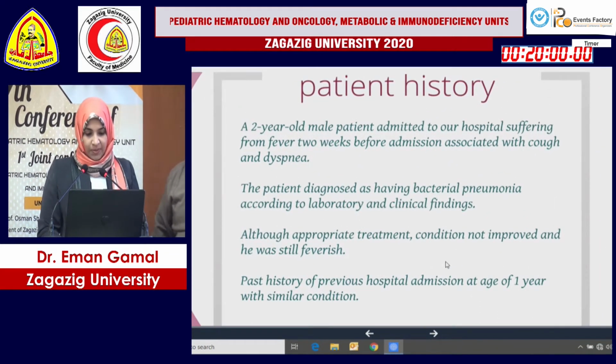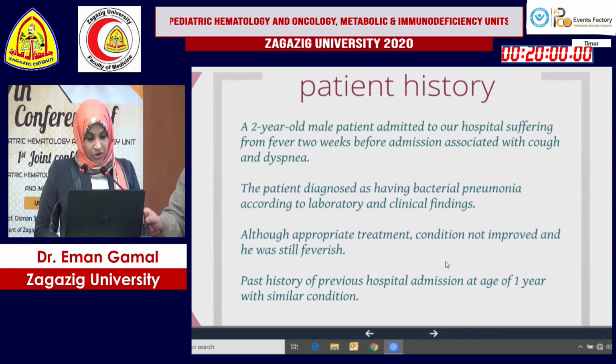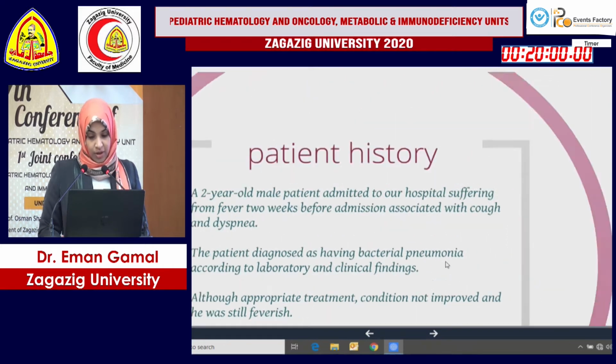A 2-year-old male patient admitted to our hospital suffering from fever 2 weeks before hospital admission, associated with cough and dyspnea. The patient was diagnosed as having bacterial pneumonia according to laboratory and clinical findings. Although given appropriate treatment, the condition had not improved and he was still feverish. He has a past history of previous hospital admission at the age of 1 year with a similar condition.